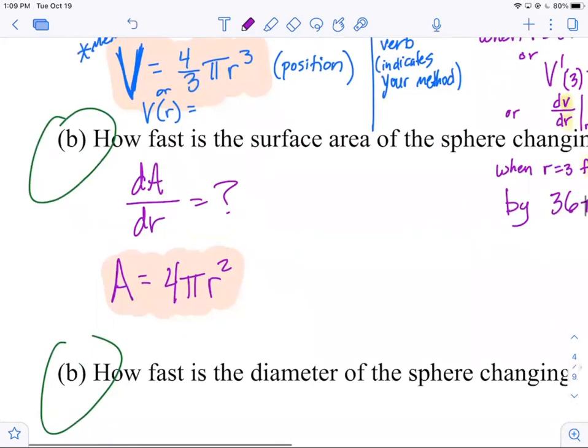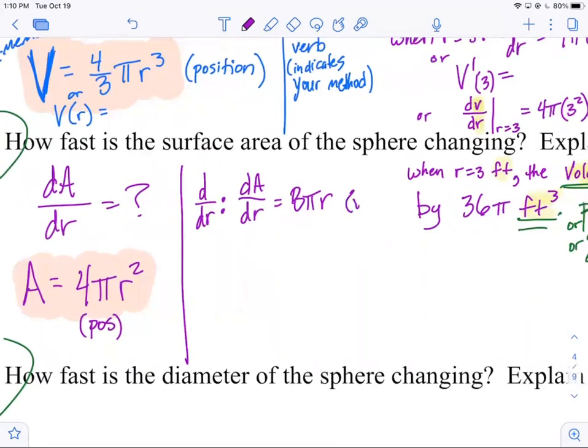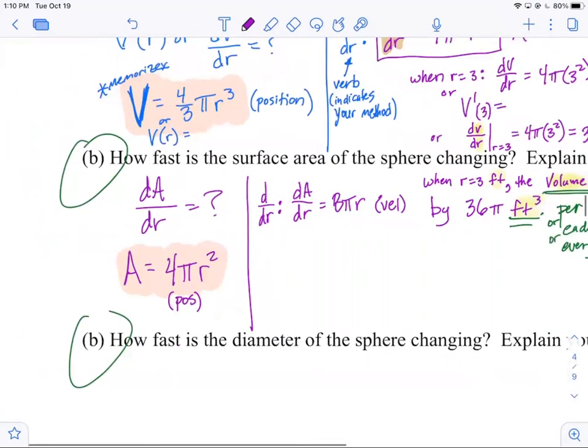Now that I have that equation, I'll take the derivative of both sides with respect to r. So d/dr, that's the verb, colon, it says that's what I'm doing. The derivative of A is dA/dr. And on the right side, power rule again, right? Multiply, you get 8 pi r to the first. So there's your rate equation. This down here is your quote unquote position equation, and this is your quote unquote velocity equation. One of them just tells you what the area is at a moment, and the derivative tells you how fast it's changing, right?